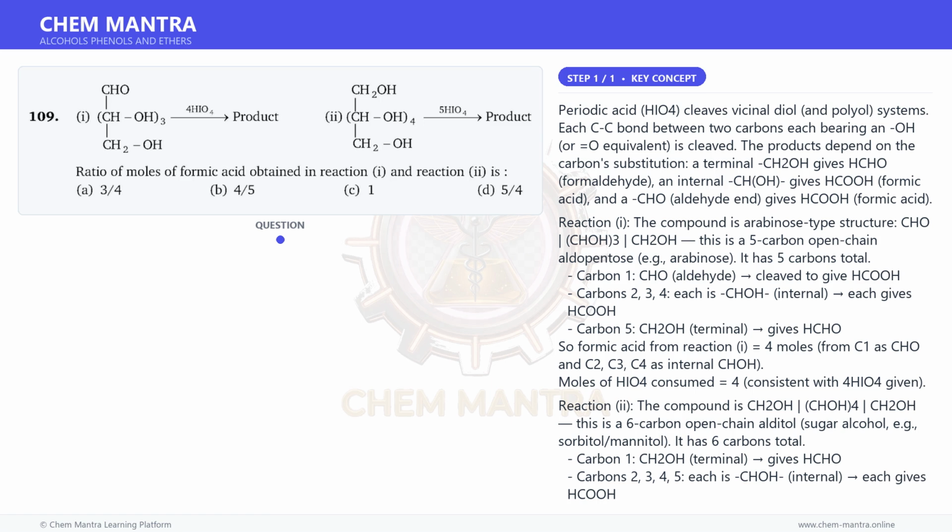Ratio is equal to moles of formic acid in 1 over moles of formic acid in 2, which is 4 divided by 4, equals 1.